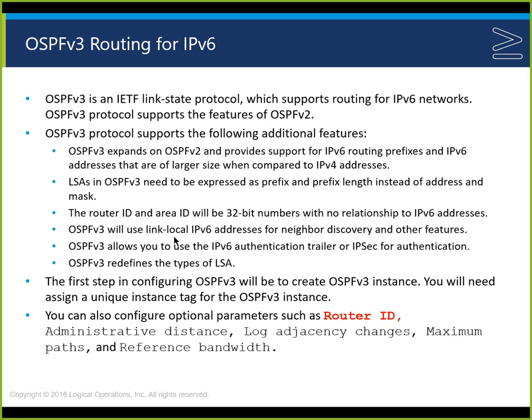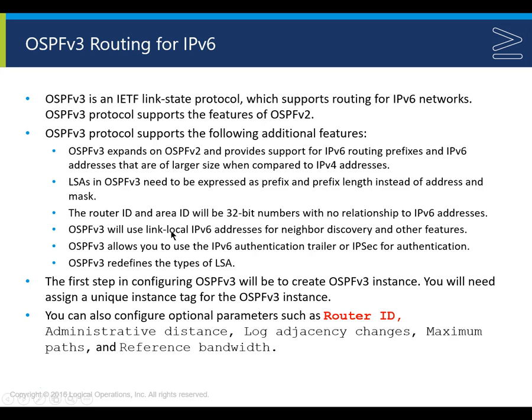So it uses the link local, and this is for neighbor discovery. These use the link local IPv6 address for discovering the neighbors. We also use it as the default gateway if you're using static routes. We can use IPv6 authentication, and then it redefines the types of LSAs. I've got a slide here in a minute of the link state announcements that are available in each of these.